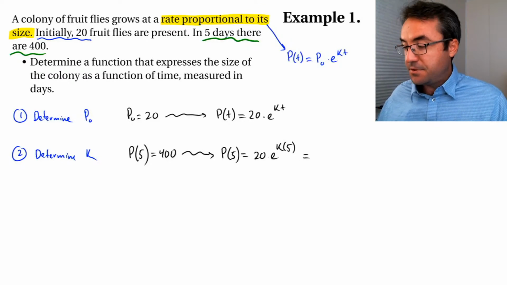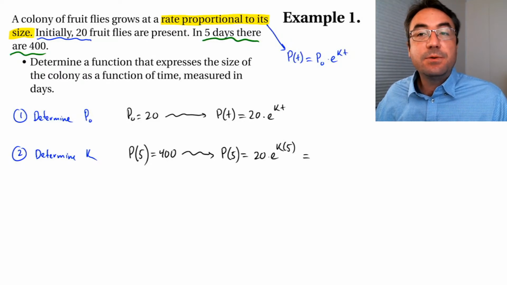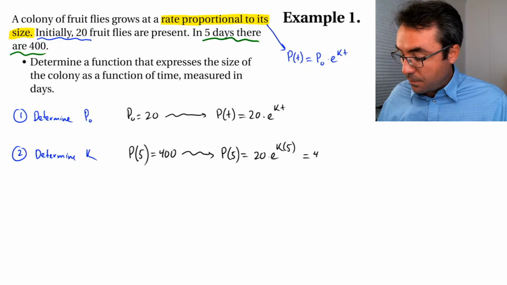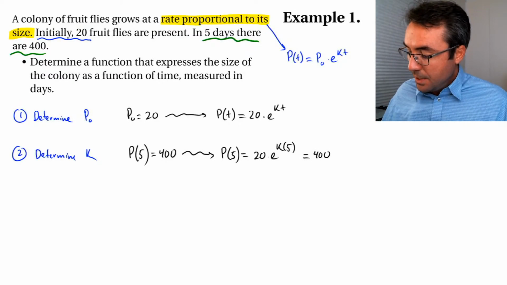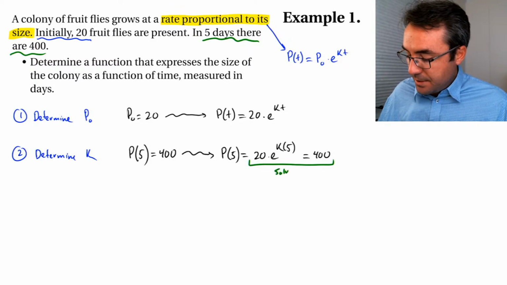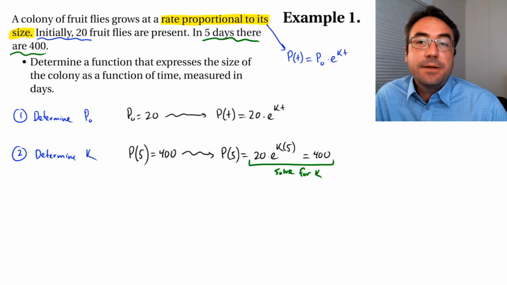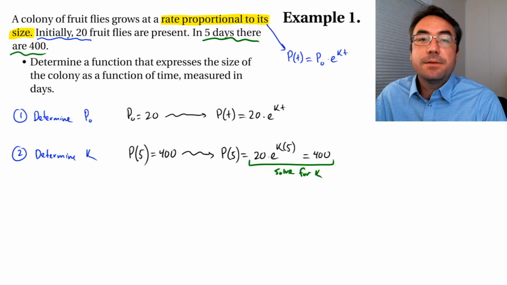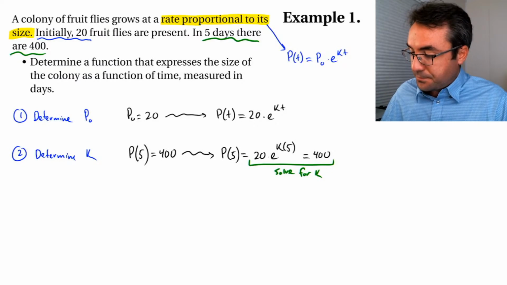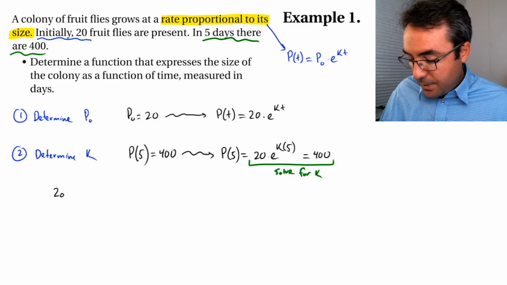And we know that this population, when t is equal to 5, should be equal to 400. This gives us an equation that we can use to solve for k. So we're going to use that equation to solve for k, and this is going to take a little bit of work. So let's start with that equation.